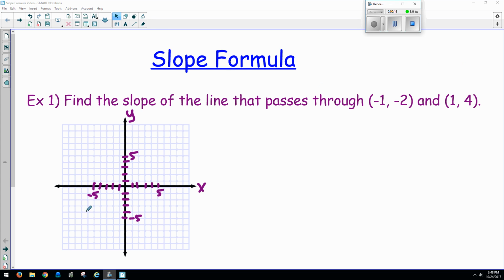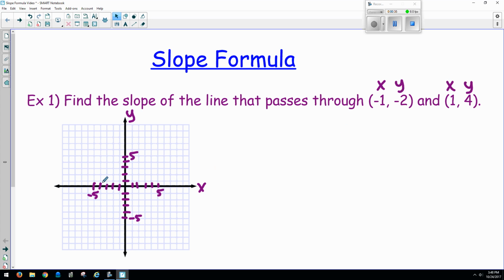I labeled the axes here to just remind you how to label each axis. So here are the negative x values, the positive x values, negative y values, and positive y values. And just remember, when we see an ordered pair, the x value comes first and then the y value.